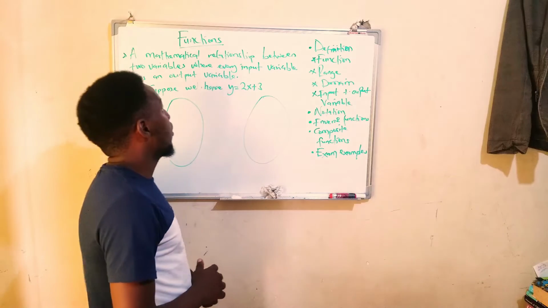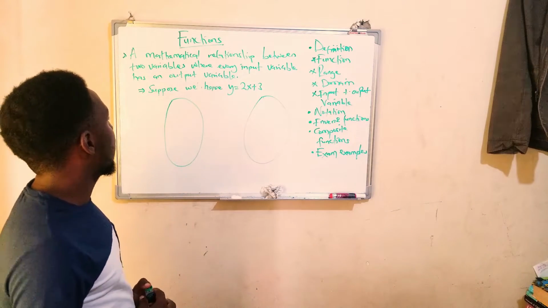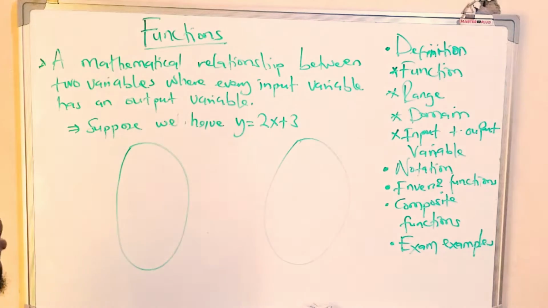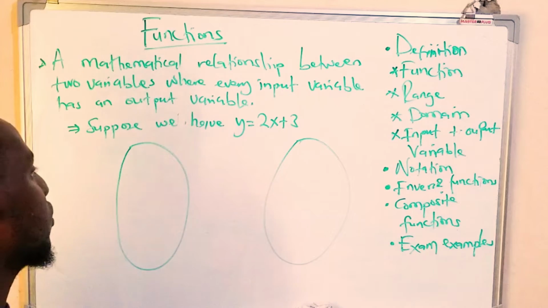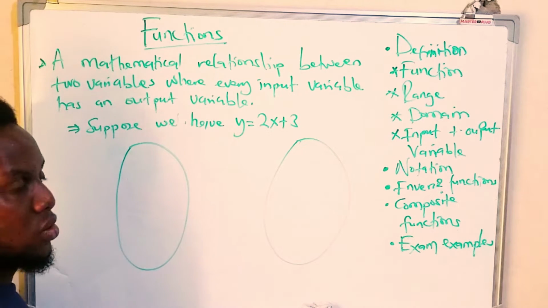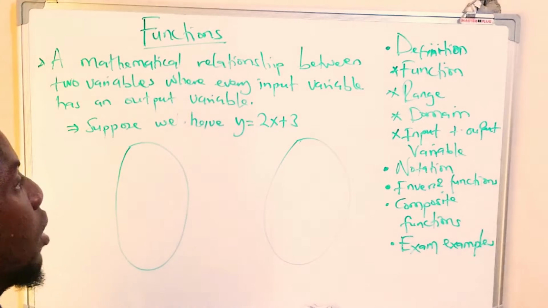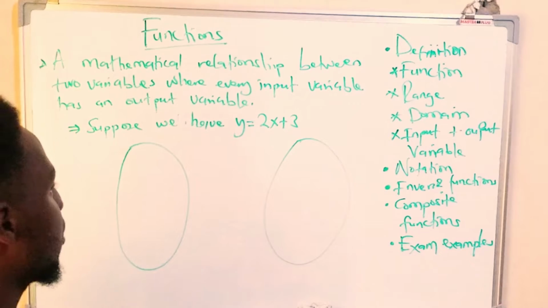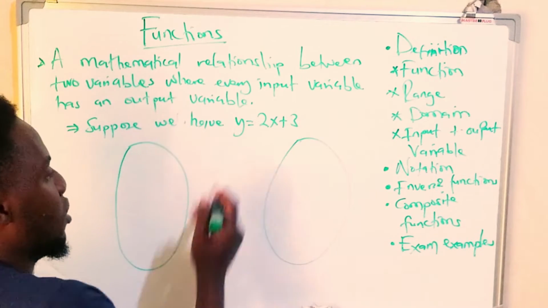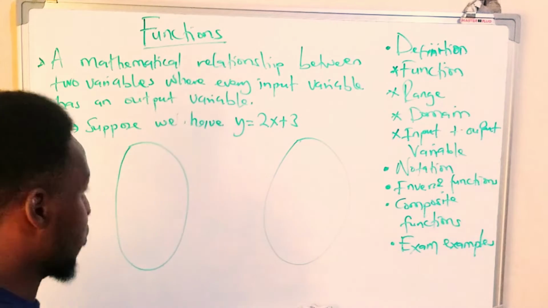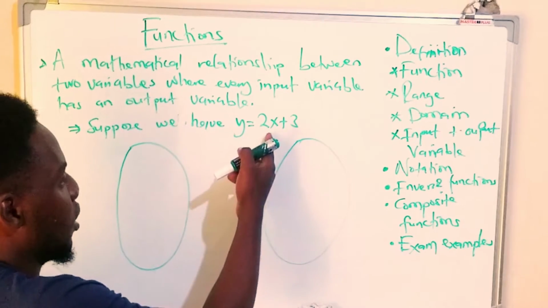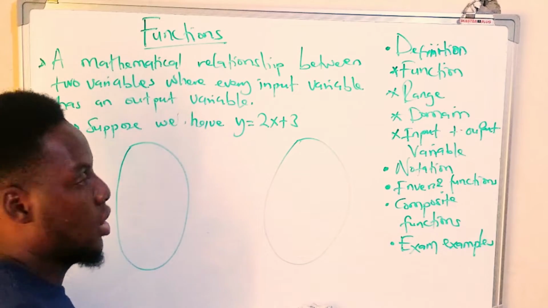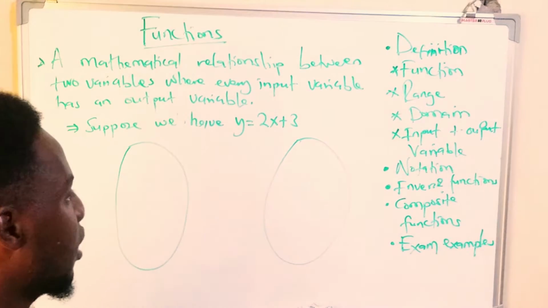So what is a function? The definition there on the board states that it is a mathematical relationship between two variables where every input variable has an output variable. So let's take for example y is equal to 2x plus 3. Here the relationship in this equation is telling us that between these two variables, x and y, the relationship is that we have to multiply x by 2 and add 3.